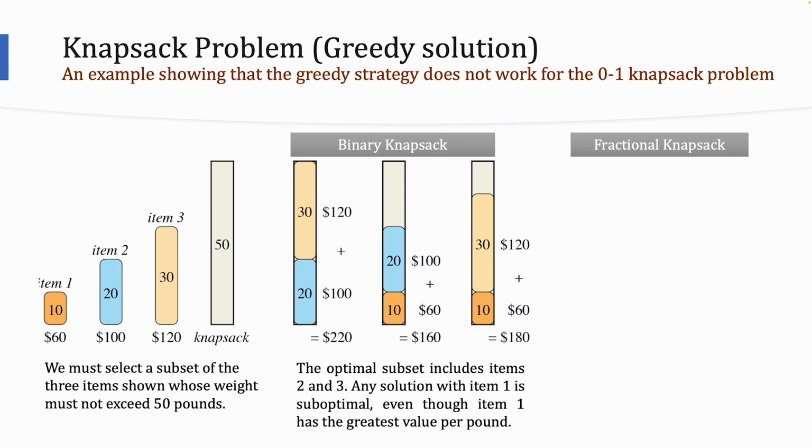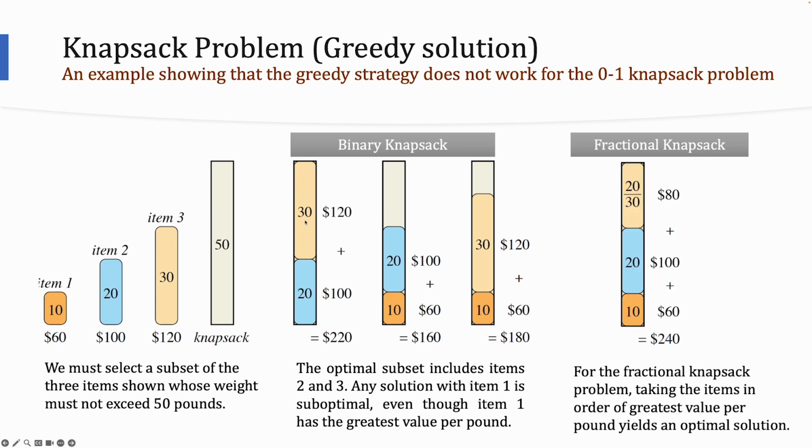All right. How about fractional knapsack? Let's try the exact same greedy strategy, but this time for a fractional knapsack and see what happens. If we take that as the strategy, that means take as much as you can from item number 1, then take as much as you can from item number 2, then see how much space you have left, and take just a portion of item number 3. This is going to give us a total value of 240, which is absolutely optimal.